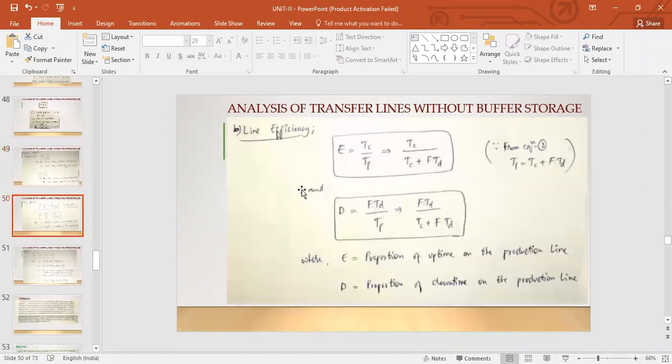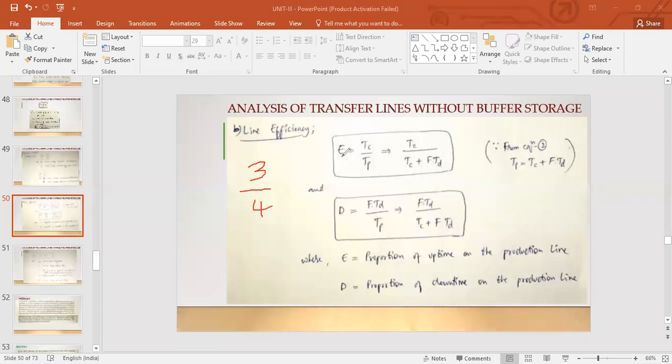Okay, and then line efficiency, this is another measure of performance. You have a ratio of TC to TP, that is basically your ideal cycle time to actual production time, isn't it? For example, let's say the ideal TC is 3 minutes. But actually, because of delays and downtimes, the actual production time is 4. Let's say this is in minutes. It doesn't matter, right? Minutes by minutes get cancelled.